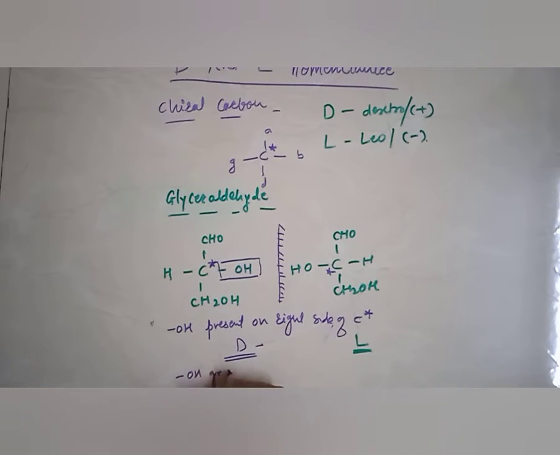So write down: on the left side, this is known as a Leo compound. In short, if the OH is present on the right side of the chiral carbon, this is dextro, and if the OH group is present on the left side, this is Leo.